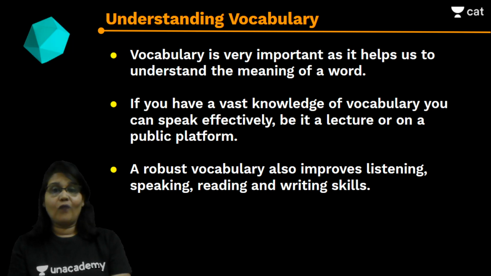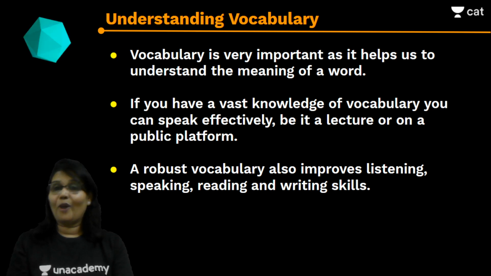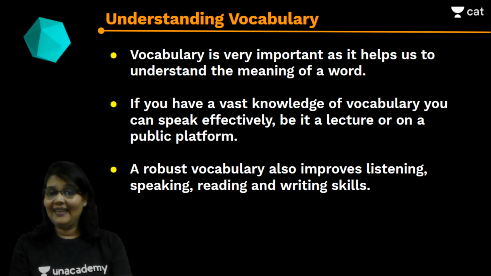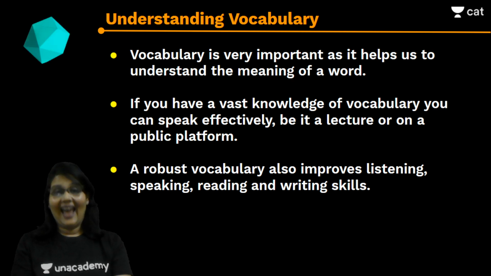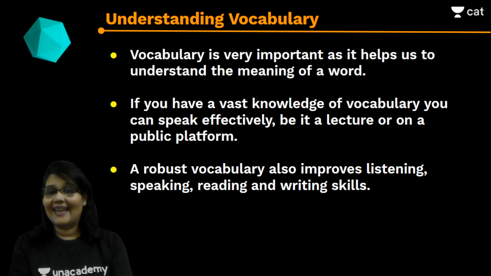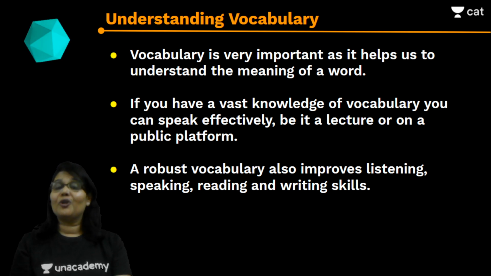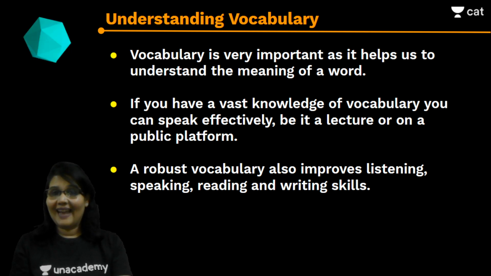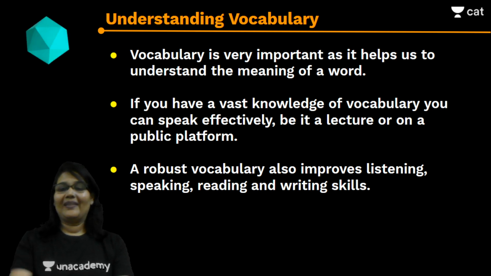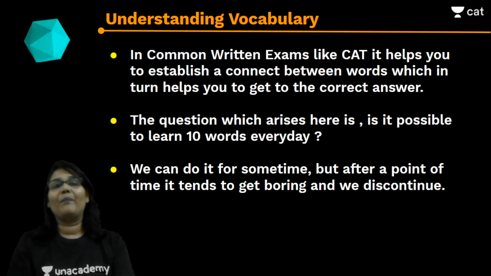Only then you can speak effectively, right? Next, a robust vocabulary. Now, what does robust mean? Robust means strong. A strong vocabulary also improves listening, speaking, reading and writing skills. So you see how vocabulary helps you. When you listen, you should be able to understand, right? When you speak, you should speak out the right words, right? When you read, again you should be able to understand what you're reading. And when you do this, obviously you'll be able to write well, right? Come on, let's look at the next important point.